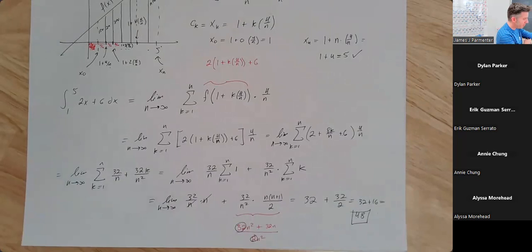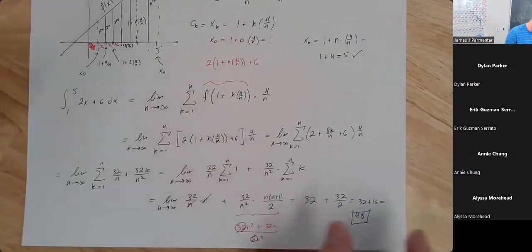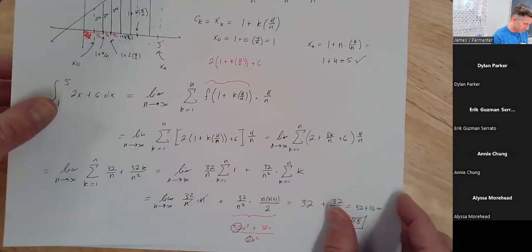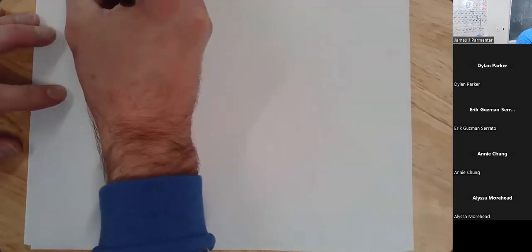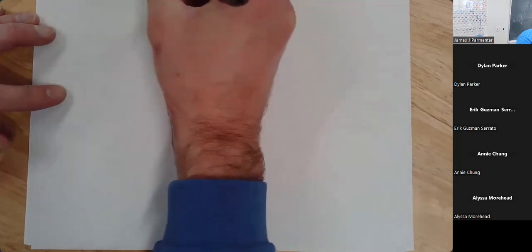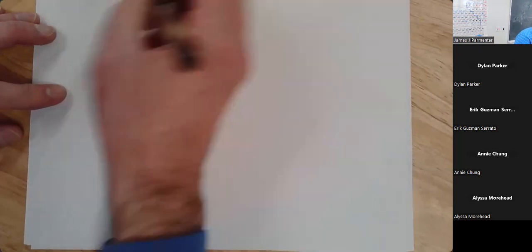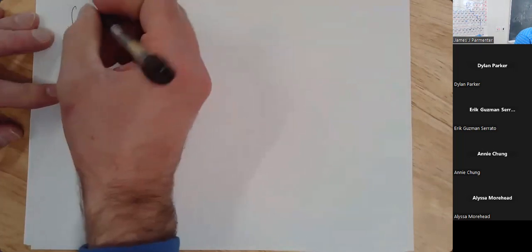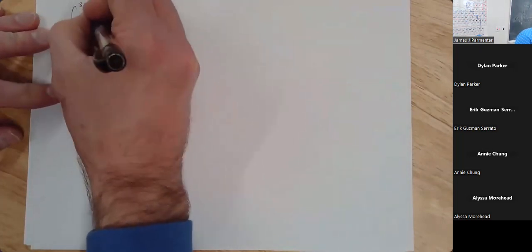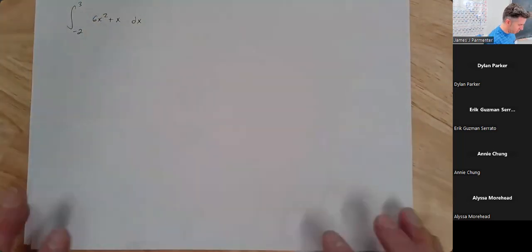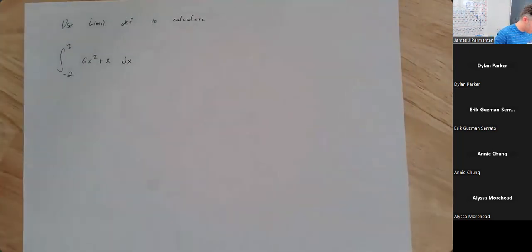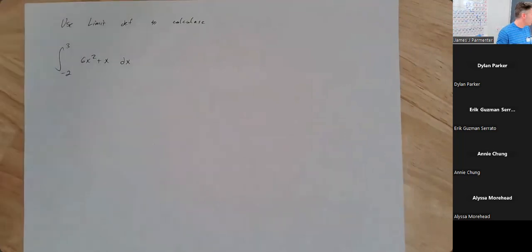So let's do a couple more examples of this and then we will move on a little bit. Let's use the limit definition again. So we want to use the limit definition to calculate the area under the curve, 6x squared plus x over the interval from -2 to 3. Or in other words, the integral from -2 to 3 of 6x squared plus x dx.